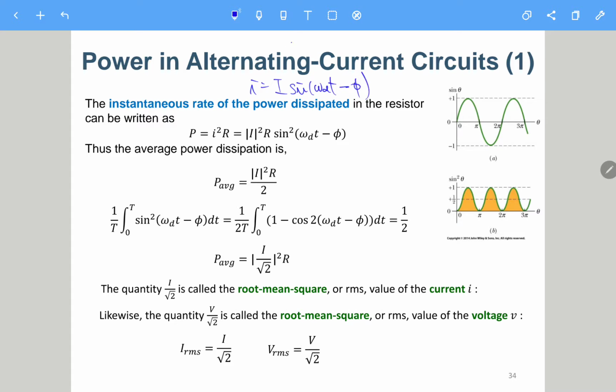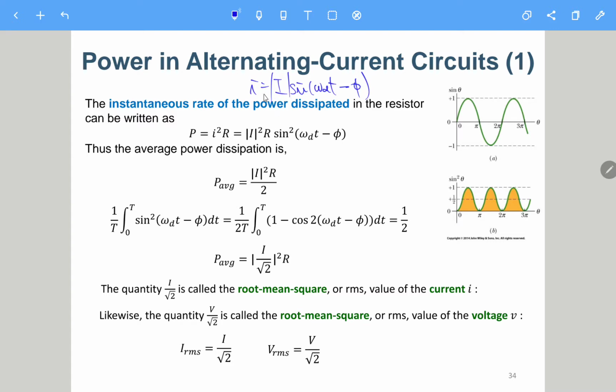Okay, here the I can be a complex number rather than, actually here it should be the absolute value, because we already write it as this is the amplitude, this is the phase, so this is already the absolute value.